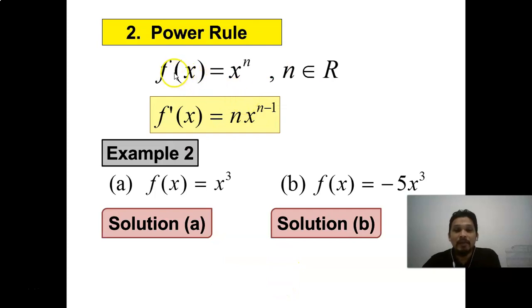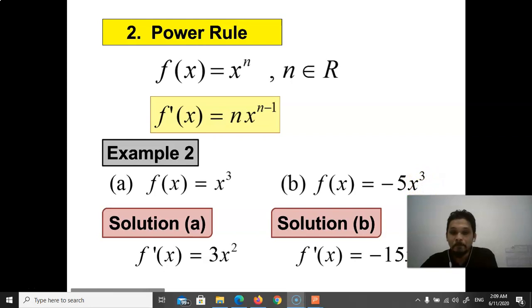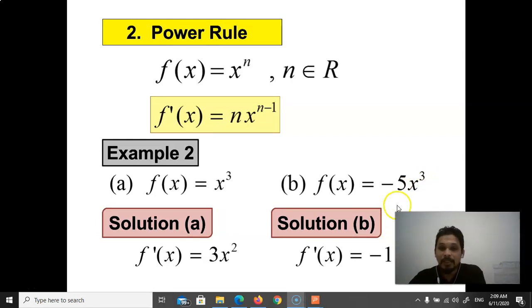And when the function f(x) equals x to the power of any number n, then f prime equals, bring the n to the front, then n minus 1. For example, if f(x) equals x cubed, then f prime equals 3x squared. So bring 3 to the front, then the power is 3 minus 1 equals 2. And for f(x) equals -5x cubed, then 3 times -5 equals -15, then 3 minus 1 equals 2.